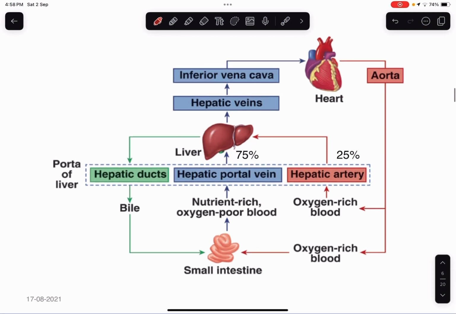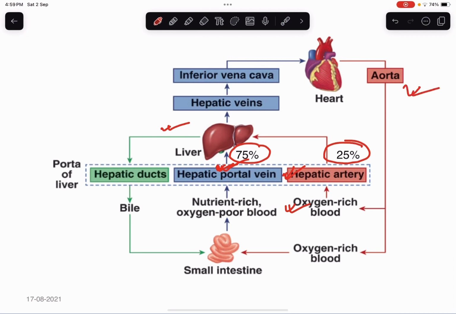So this is just a diagrammatic representation. This is the liver, which receives blood from the portal vein. The portal vein is formed by the confluence of the splenic and superior mesenteric vein. So 75% of the hepatic blood flow is from the portal vein. The rest of the 25% of the blood flow is from the hepatic artery. The hepatic artery carries oxygen rich blood from the aorta.